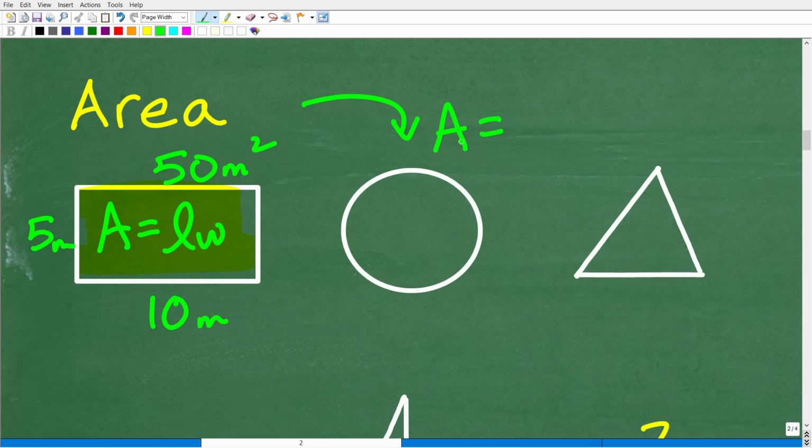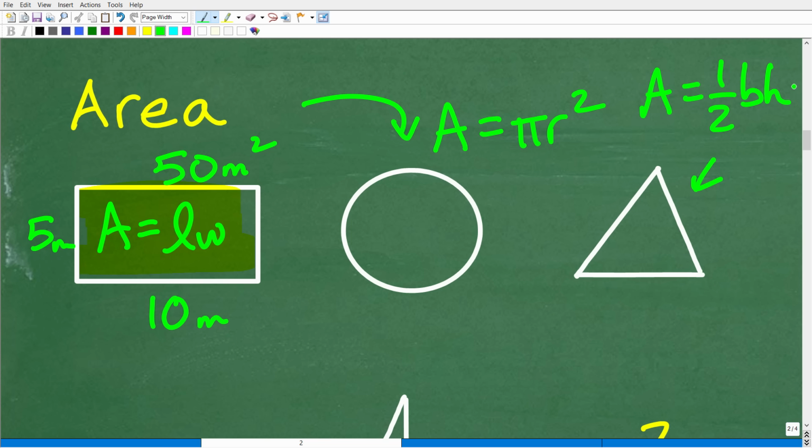So the formula for the area of a circle is pi r squared. All right, so how about this triangle? Well, indeed, we can find the area of this triangle, but we need the formula. So the area of a triangle is equal to 1/2 base times height.